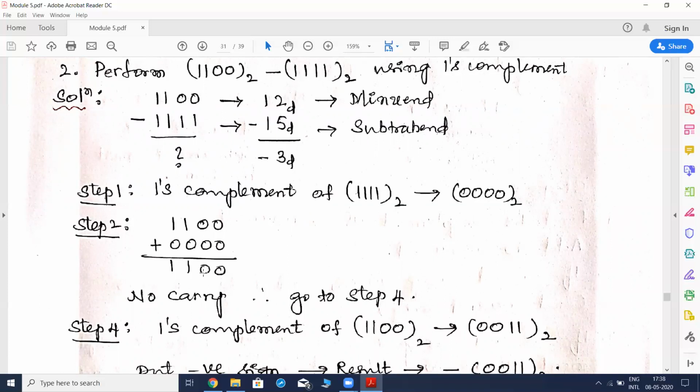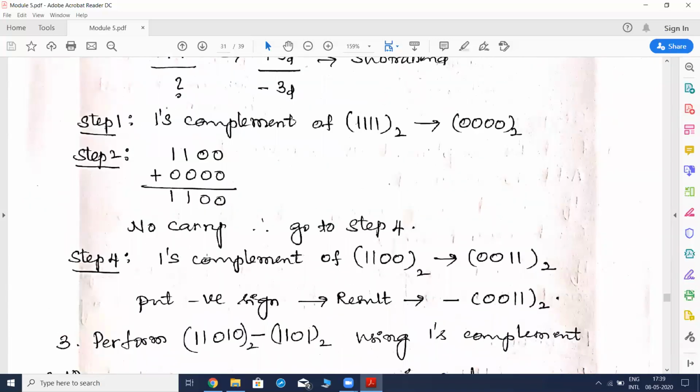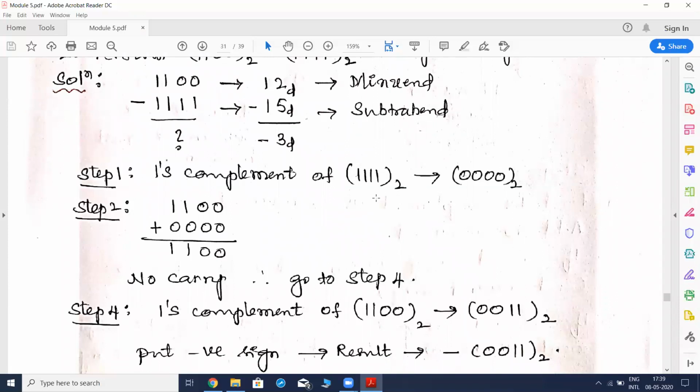If carry is generated, you must execute the third step. Otherwise, you must come to the fourth step. What is there in the fourth step? It is the 1's complement of the result that you have got. So what is the step 2 result that you got? It is 1100. Take 1's complement of it.